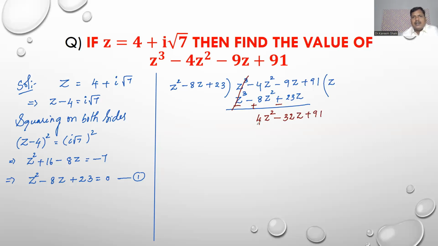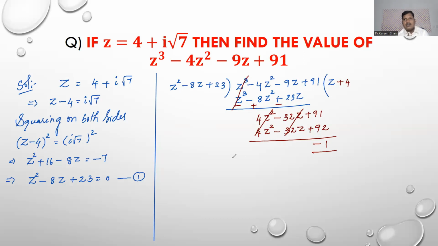Now here z² is there, but here 4z² is there. So we have to multiply by 4. So 4 into z², 4z². 4 into −8z, −32z. 4 23s are 92. Now subtract. While subtracting, these two get cancelled, these two get cancelled, you will get −1 as your remainder.